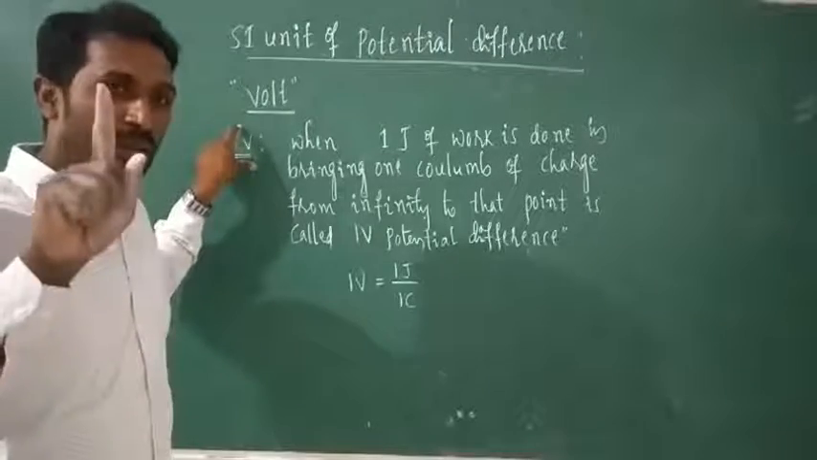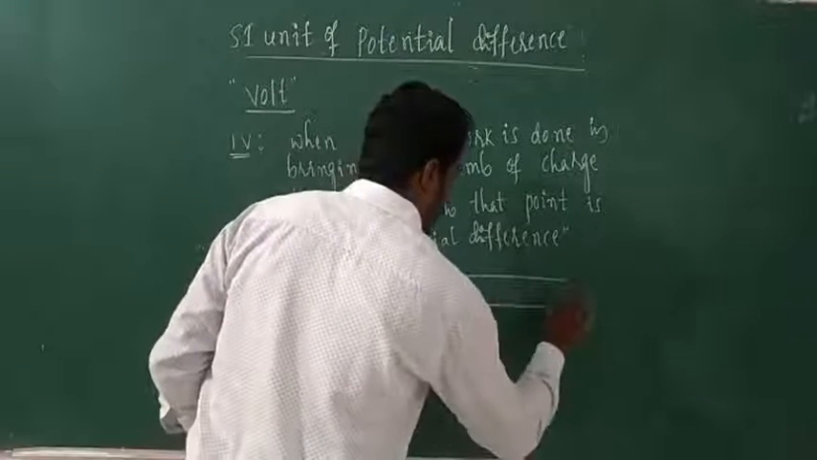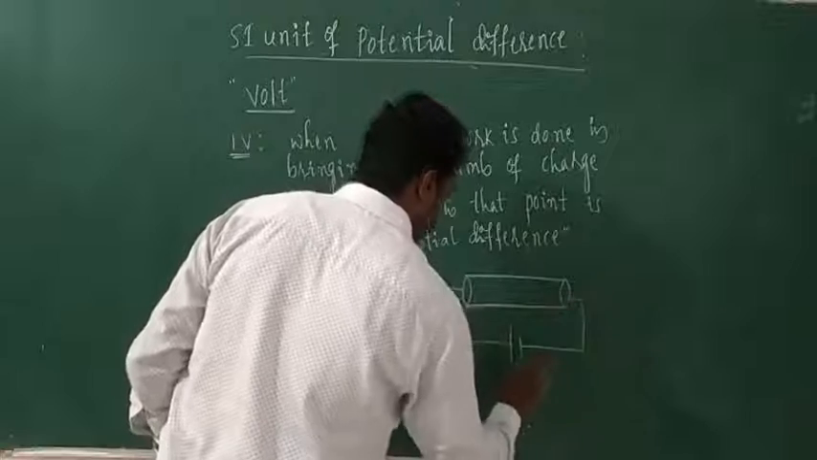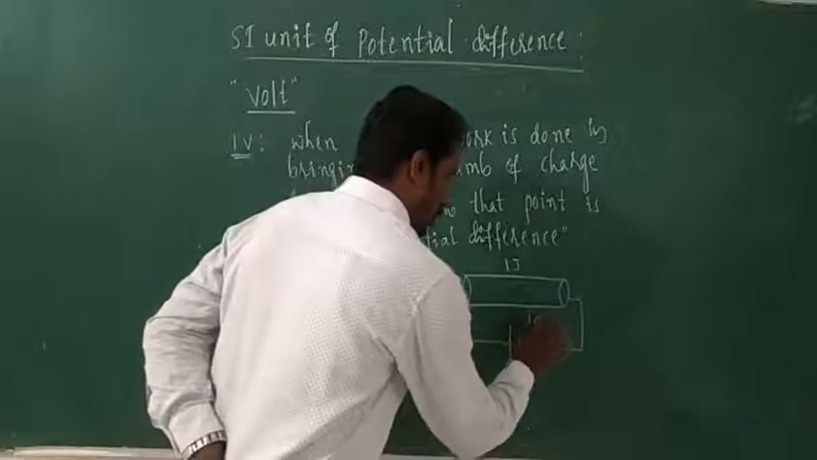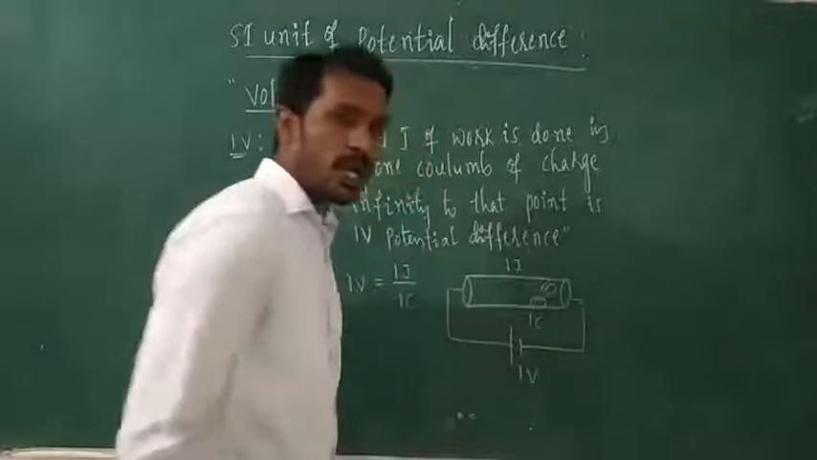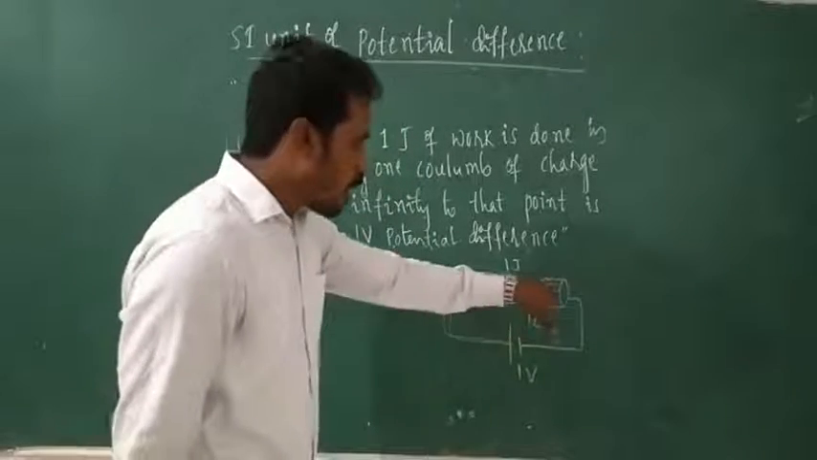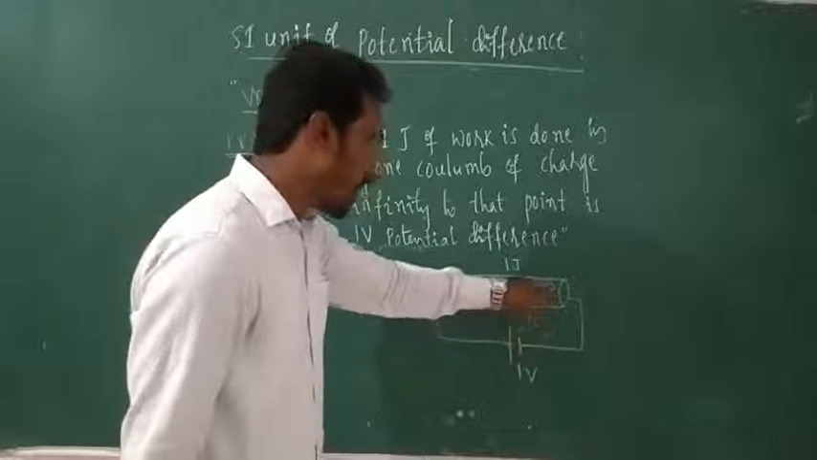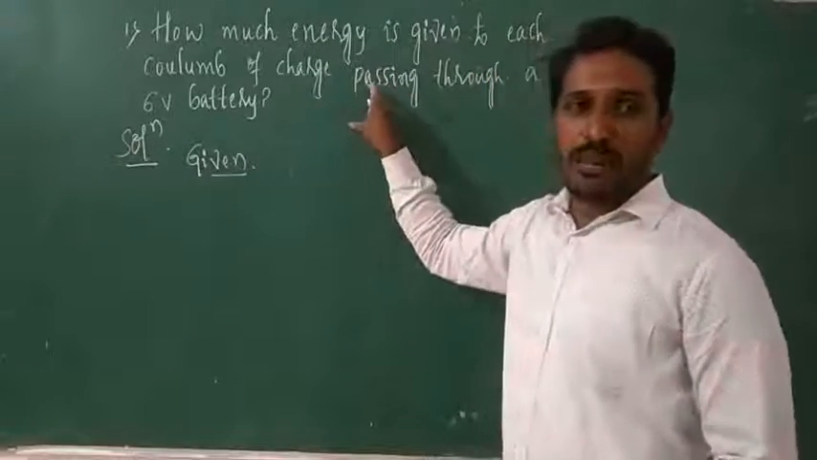We can define 1 volt of potential difference between two ends of the conductor. Suppose this is conductor terminal 1, conductor terminal 2. The potential difference is said to be 1 volt when 1 joule of work is done in bringing 1 coulomb of charge from one point to another point. Work done in bringing a charge of 1 coulomb from one point to another is termed as 1 volt potential.